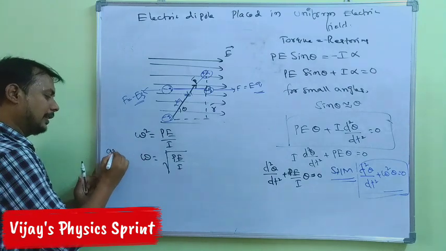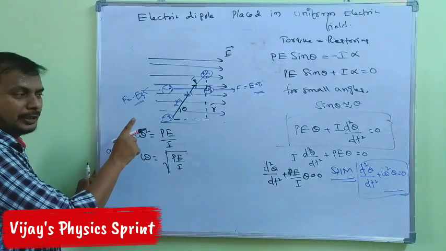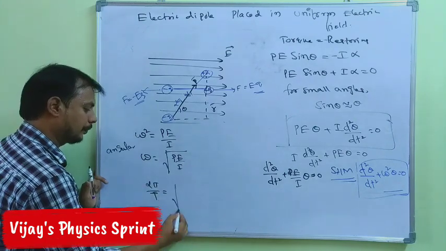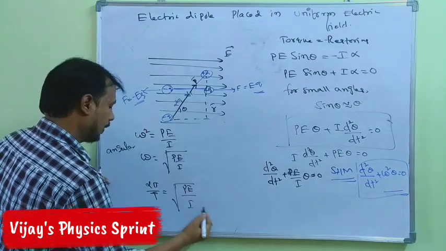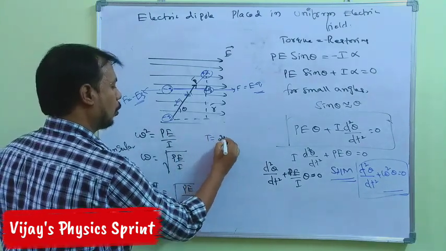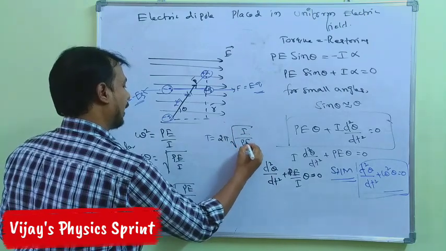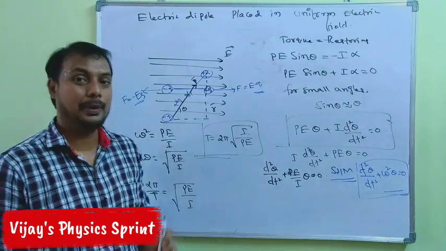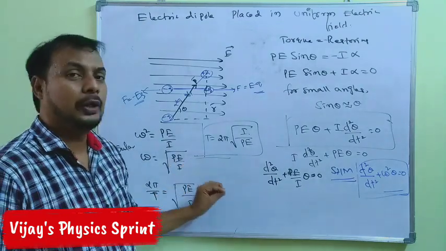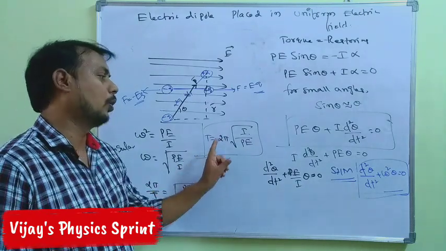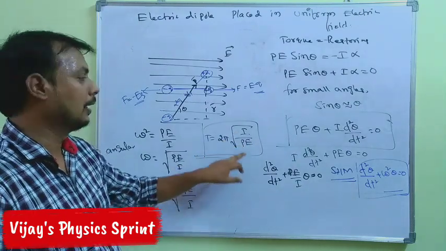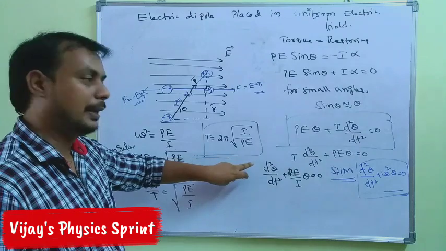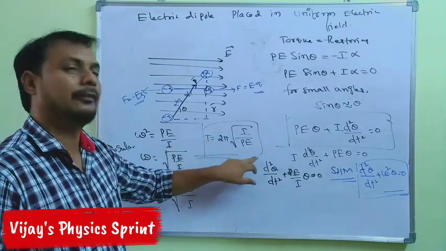Omega is the angular velocity of the electric dipole. Now omega is written as 2 pi by T, where T is the time period, equal to root over pE by I. Then the time period becomes T equals 2 pi root over I by pE. This is the electric dipole time period in an external uniform electric field. I is the moment of inertia, p is the dipole moment, and E is the electric field intensity. So the time period depends upon these three factors.